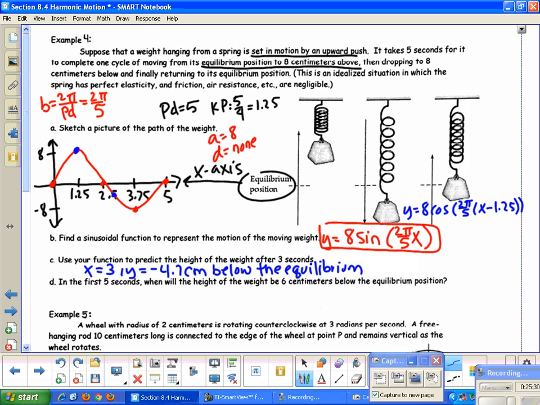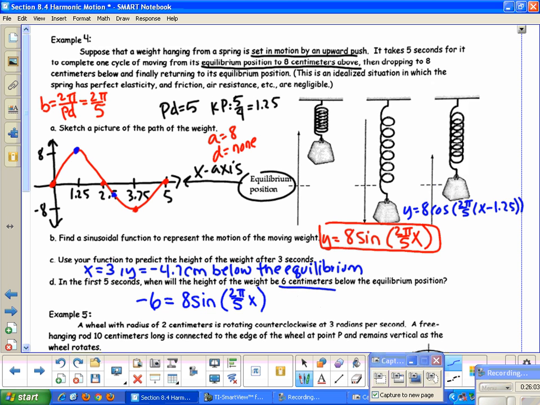Then the next part says, in the first 5 seconds, when will the height of the weight be 6 centimeters below the equilibrium position? So this one's a little bit different. Now we're saying that we want to figure out when it's going to be 6 centimeters below the equilibrium position. So we don't do anything with the 5 seconds, but this is our y value. So 6 centimeters below would be negative 6 equals 8 times the sine of 2 pi over 5x.